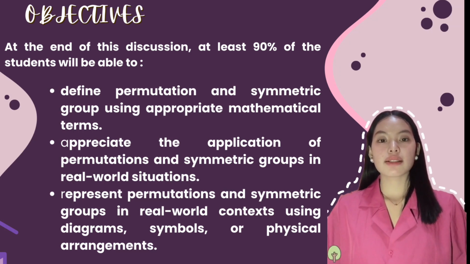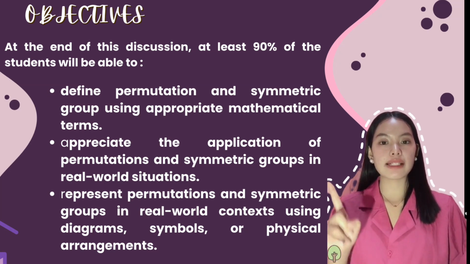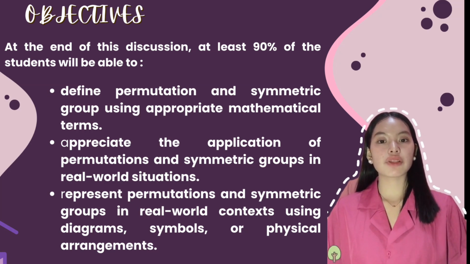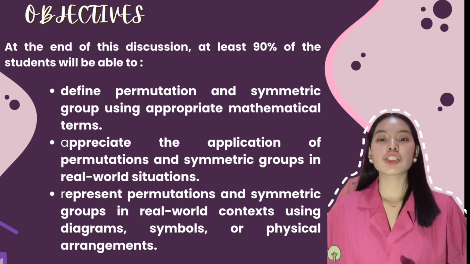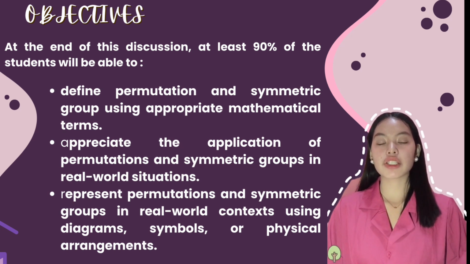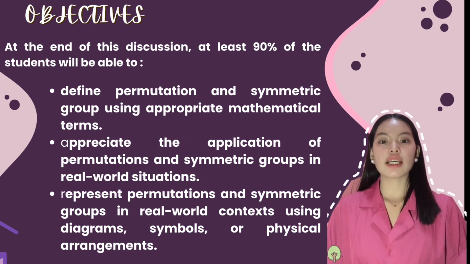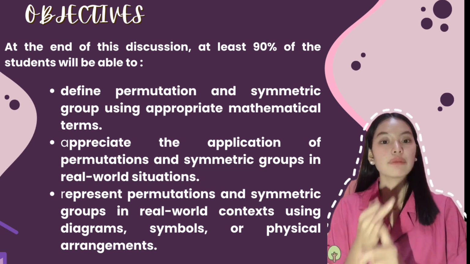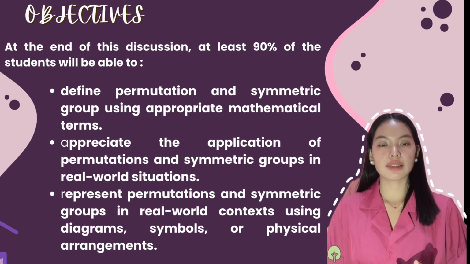So at the end of this discussion, at least 90% of the students will be able to, first, define permutation and symmetric groups using appropriate mathematical terms. Second, appreciate the application of permutations and symmetric groups in real-world situations. And lastly, represent permutations and symmetric groups in real-world context using diagrams, symbols, or physical arrangements.